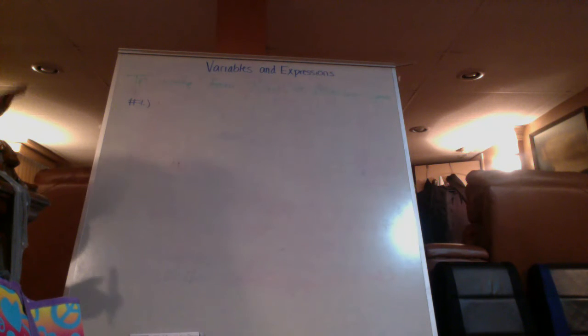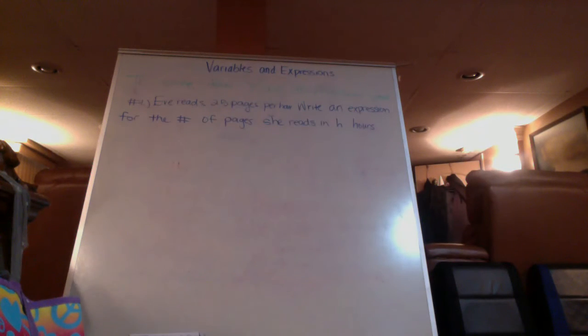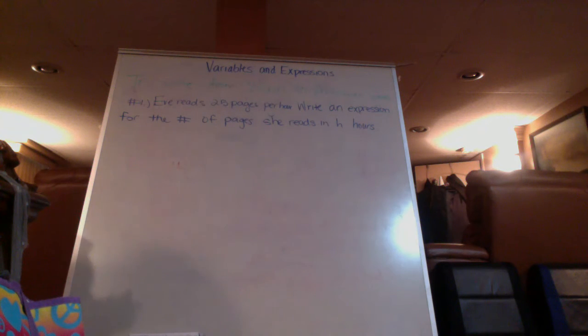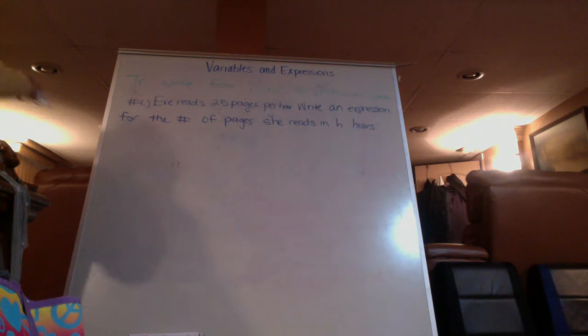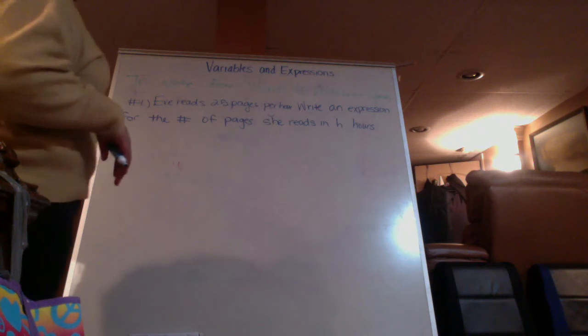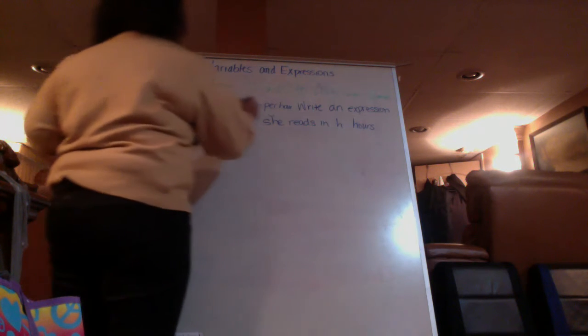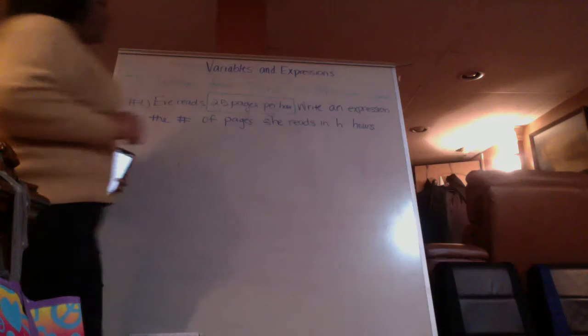Okay. I'll pause it while I write this out. Okay. So number 1, Eve reads 25 pages per hour. Write an expression for the number of pages she reads in H hours. So my big thing is to always underline, circle, whatever you have to do, highlight the important information. So she's reading. All right, cool. What is she reading? She's reading 25 pages per hour. That is mucho importante. Okay, that's very big.